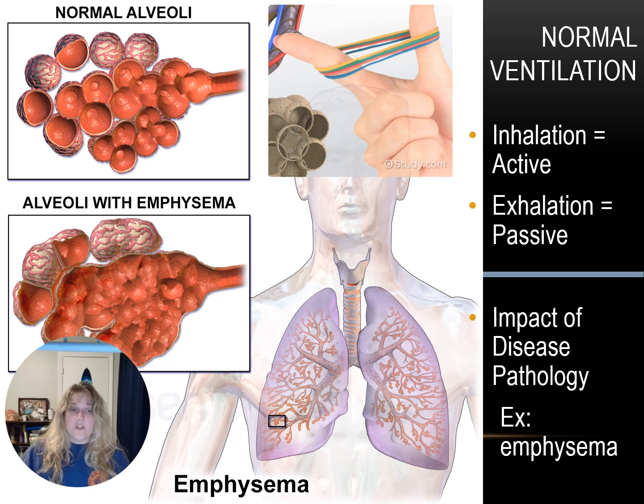As a result, they have a barrel chest and it becomes very hard for them to exhale. So in someone with emphysema, not only are they using the normal amount of metabolism they would have to use in order to inhale, but now they're having to use all the muscles of their diaphragm to exhale.